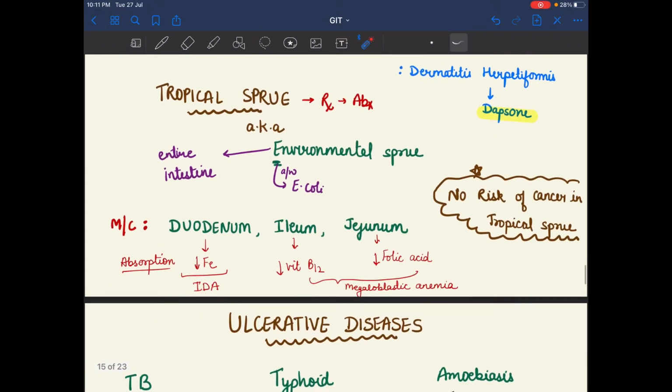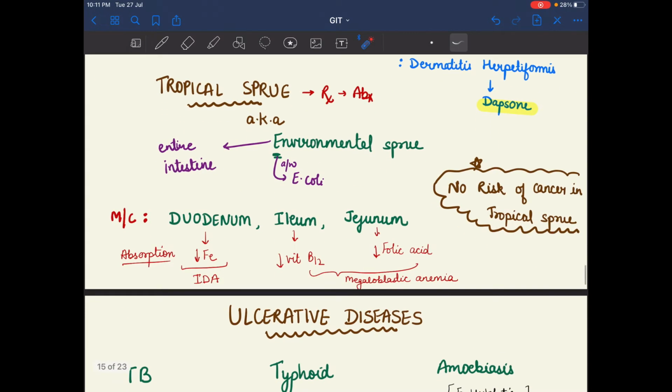Now the next one after celiac disease is tropical sprue. Tropical sprue is also known as environmental sprue, and it is associated with E. coli: E for environmental sprue, E for E. coli. In this the entire intestine gets affected, not only a part of it. Please remember the most commonly affected parts are the duodenum, jejunum and ileum, but it affects the entire intestine.